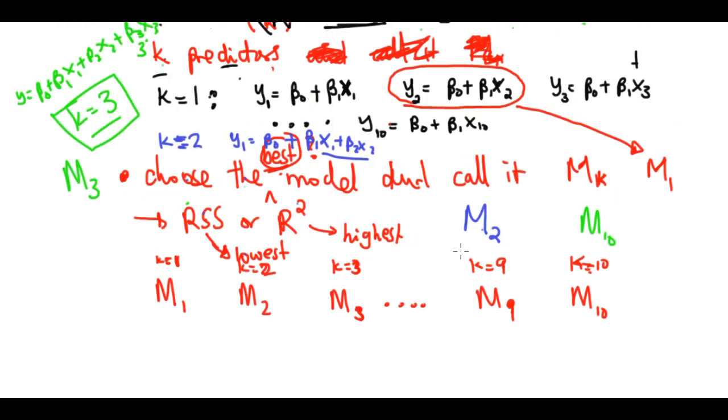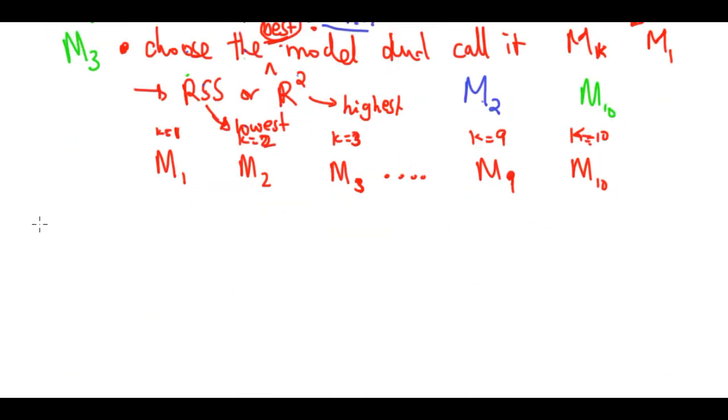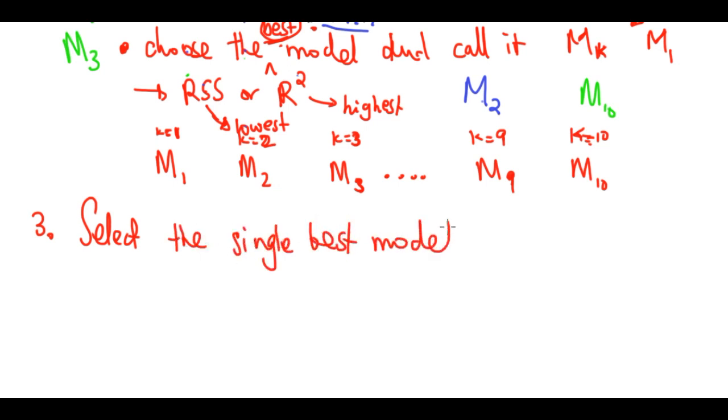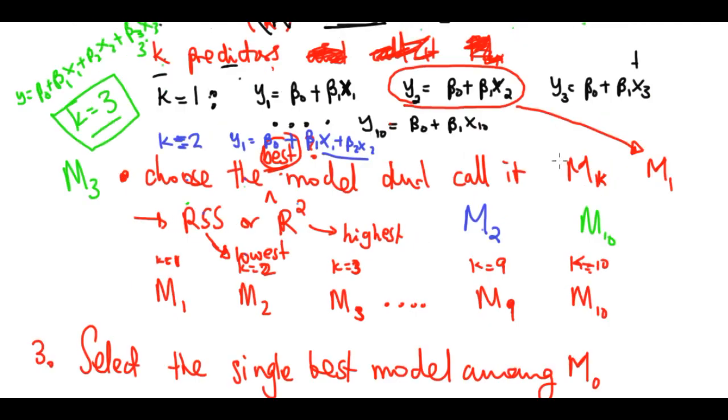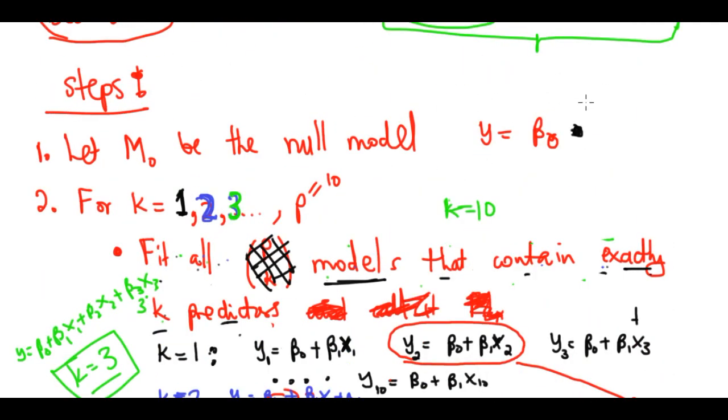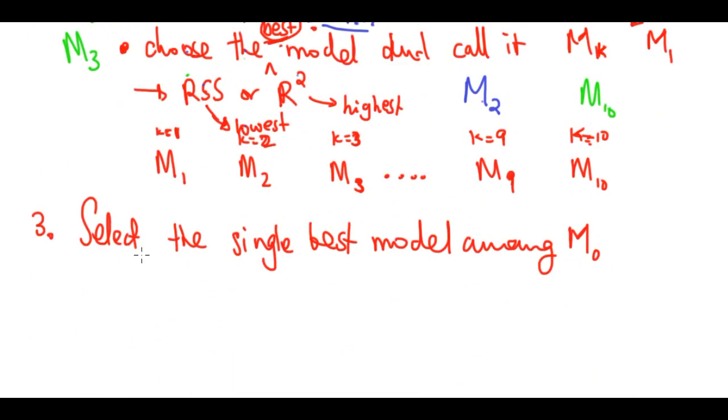So we are going to do step number 3. In step number 3, you are then going to select the single best model among M0, M1, all the way up to MP. Oh yeah, I forgot to say that the model with no predictor is called M0. It's called M0. That is no predictor. In our case here, our MP is just going to be M10 because we have 10 predictors, right?